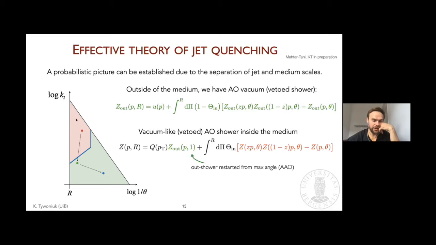So for instance, in this plane, if you have an emission with a certain kT and theta, and then you go out of the medium and you can further radiate, it will basically be quenched as a total color charge of the jet plus this additional emission, this red emission here. There's another issue here, which I'll just go over quickly. As you go out of the medium, you lose angular ordering, you lose coherence because the medium destroys all color correlations, and you get this additional thing.